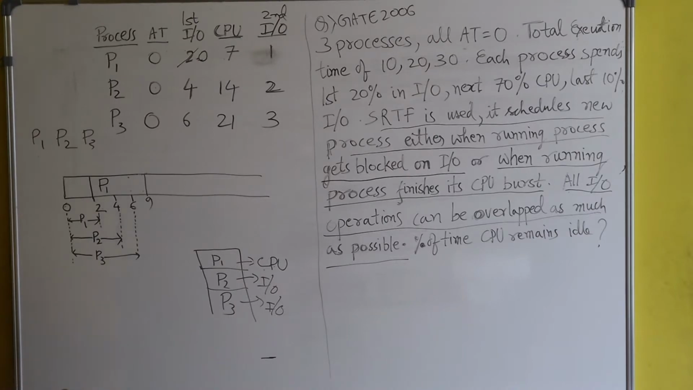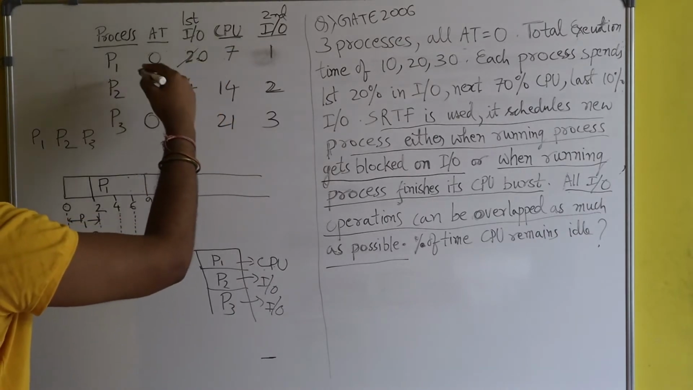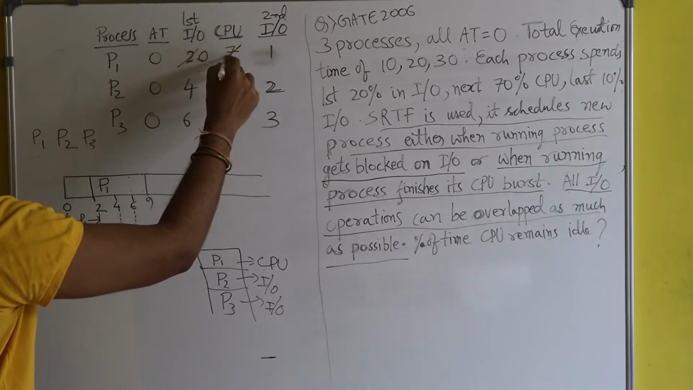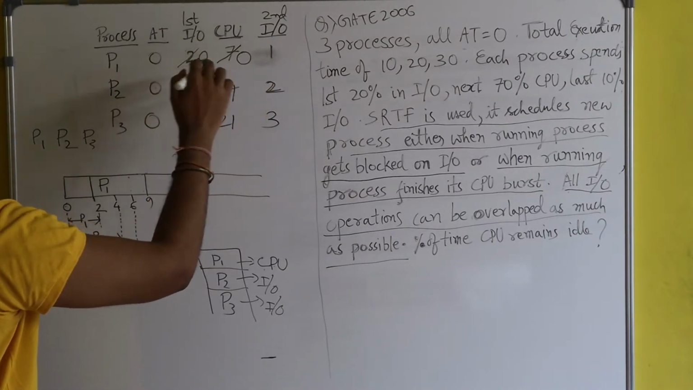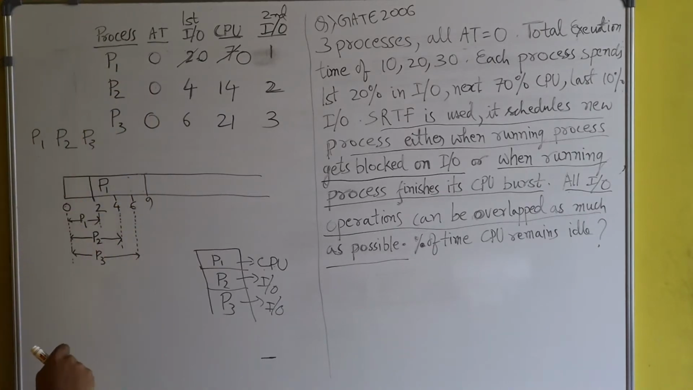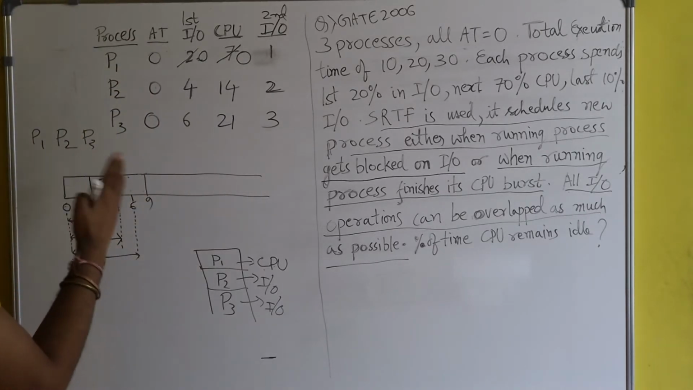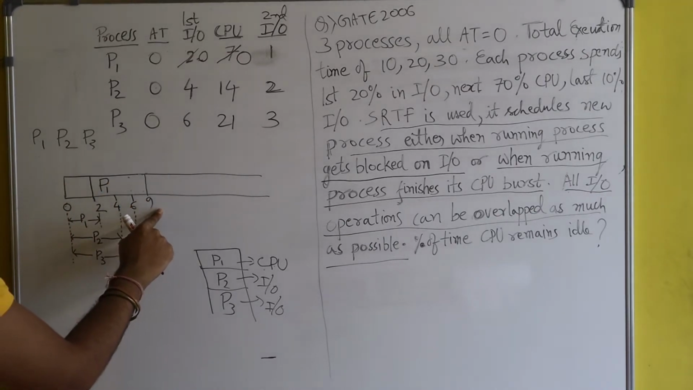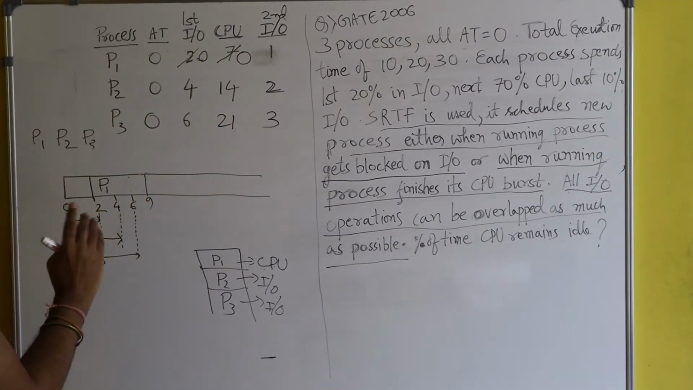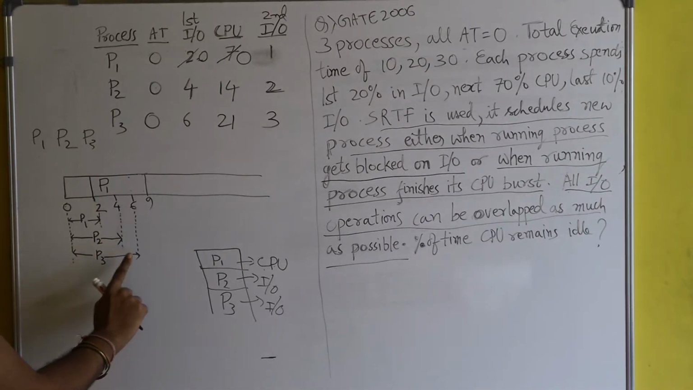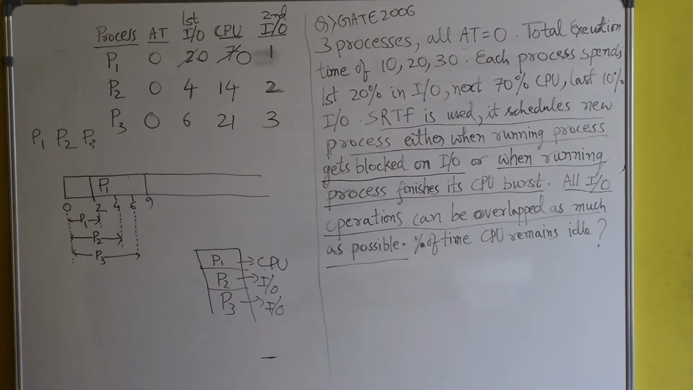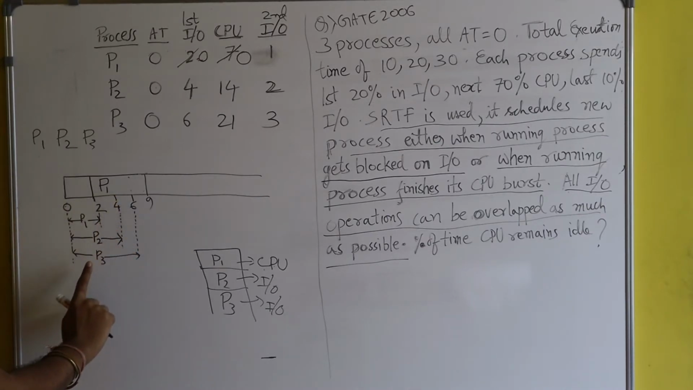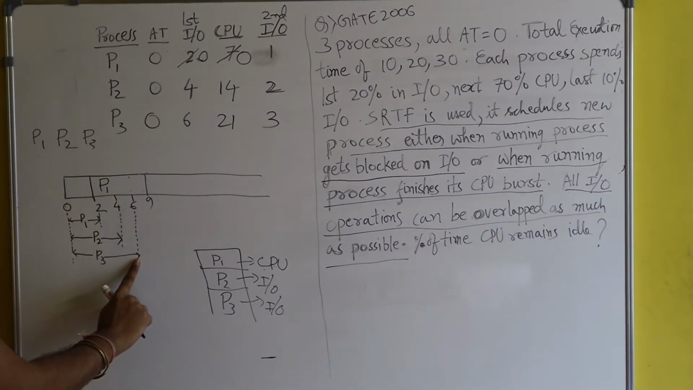Okay. So now the CPU burst of process P1 is finished. So no more CPU time is remaining for process P1. And also by this time, when process P1 finishes its CPU burst, process P2 and process P3 have also completed their IO. You see, process P2 completed its IO at 4 seconds and process P3 completed its IO at 6 seconds.